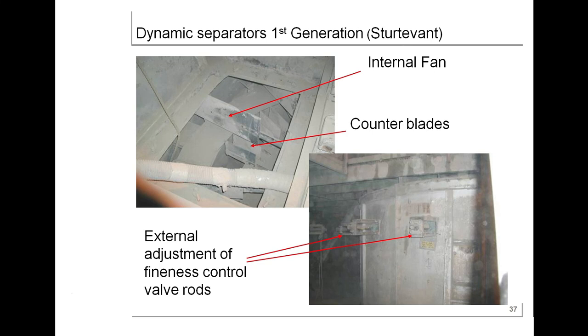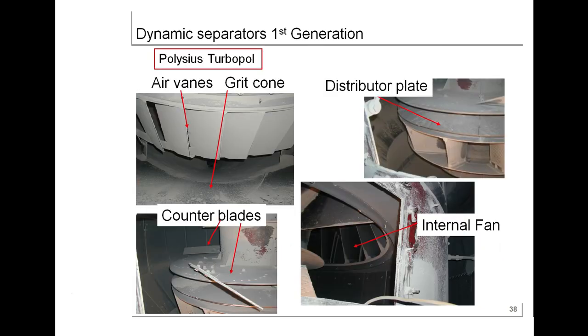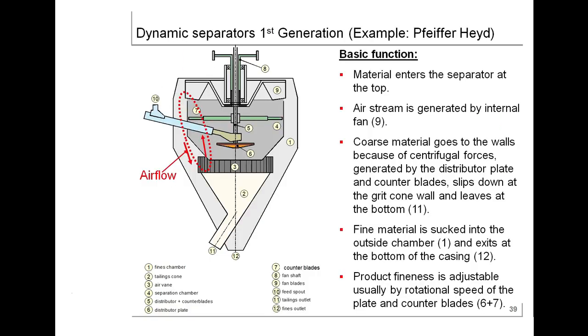Dynamic separators, first generation, Sturtevant: internal fan, counter blades, external adjustment of fineness control valve rods. You can see in the pictures: air vanes, grid, distribution plate, counter plates, internal fan. Dynamic separators, first generation, Sturtevant.